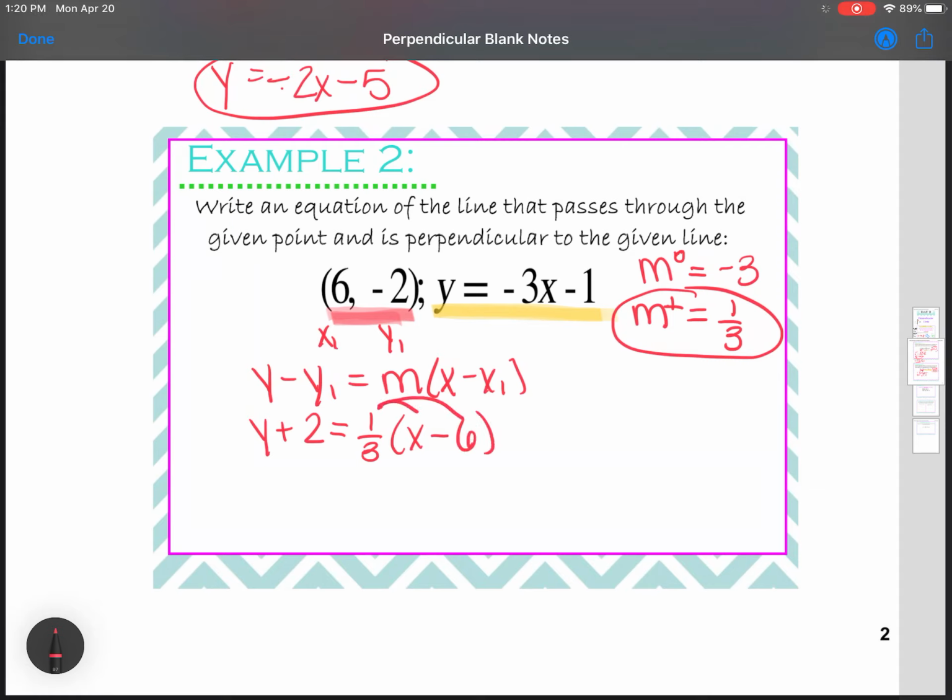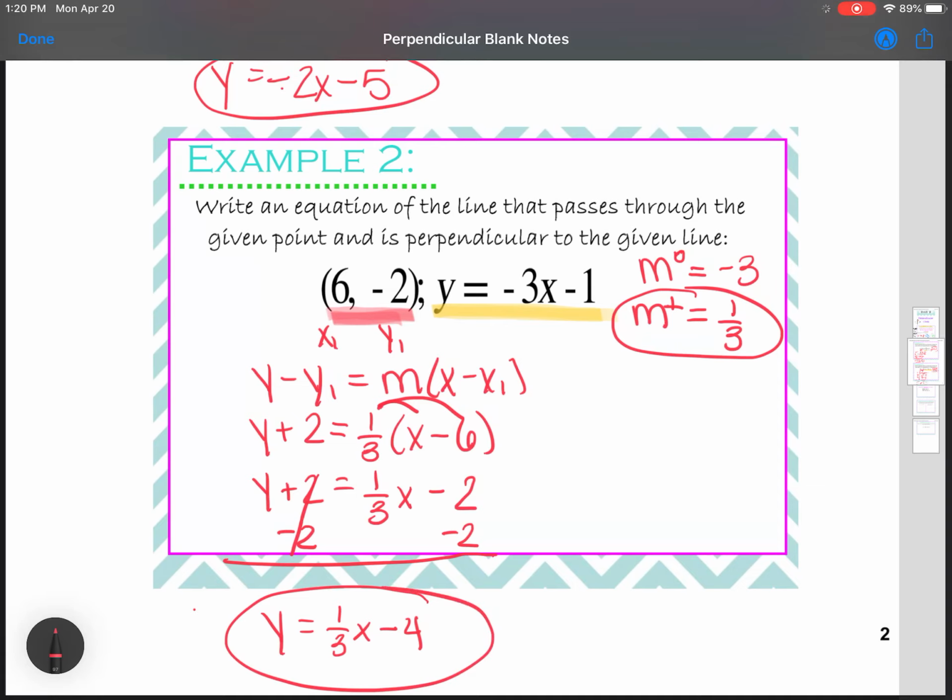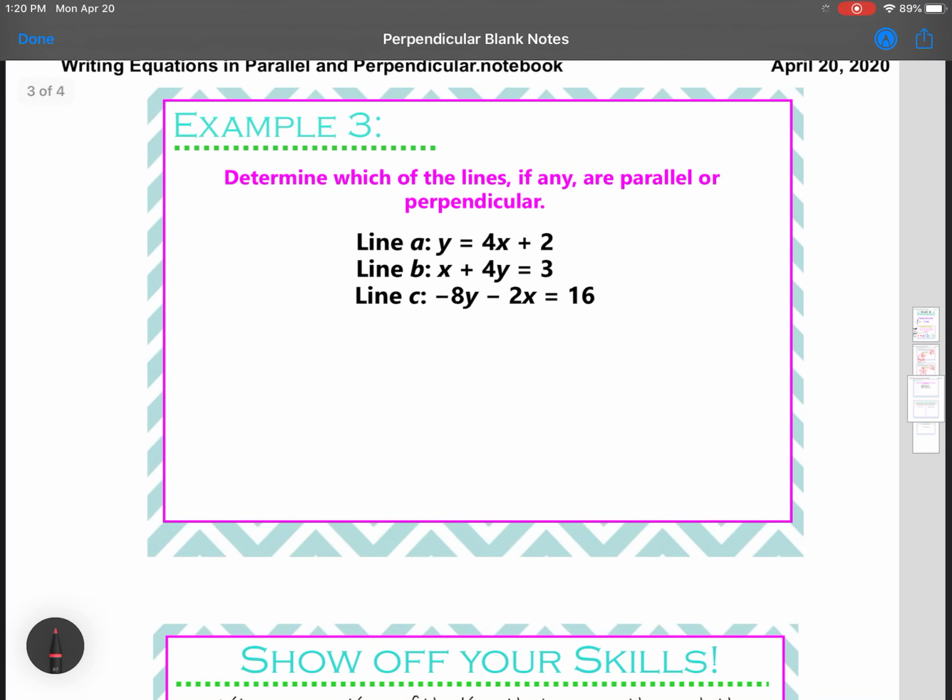Now I'm going to distribute. Y plus 2 equals 1/3 times x is 1/3 x. 1/3 times negative 6 is negative 2. Now I'm just going to subtract 2 from both sides to get y by itself. Y equals positive 1/3 x minus 2 is negative 4. All right, nice and simple. Now, moving along to the next example.